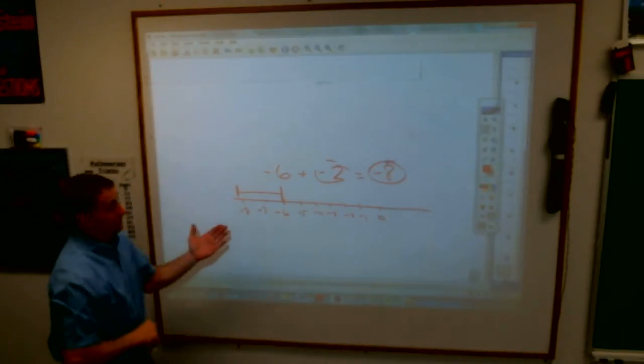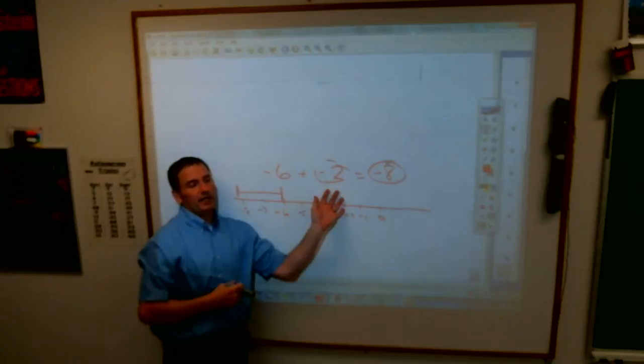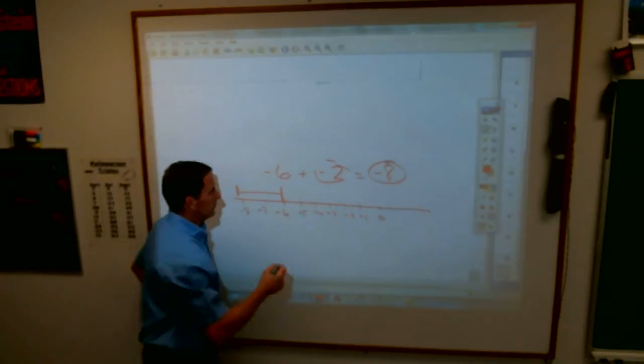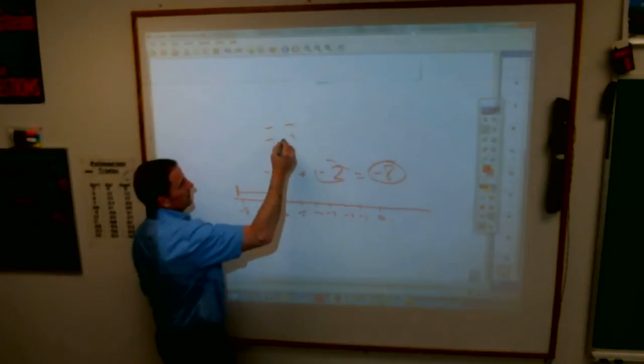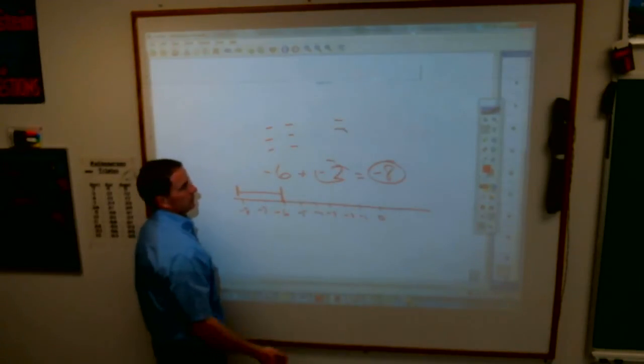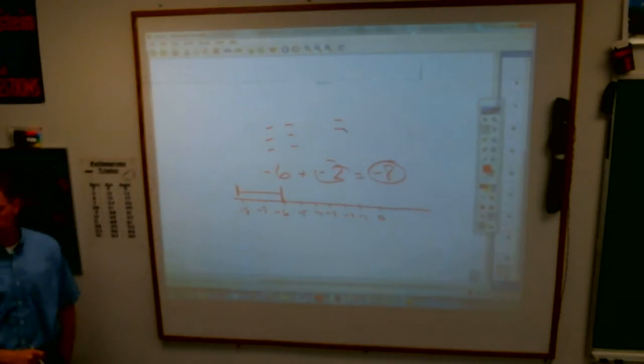In terms of money, if you owe somebody $6 and then you owe them 2 more dollars, you owe them $8. Or with the negative signs, you have 6 negatives and 2 more negatives. That's a total of 8 negatives. Nothing crosses off because it has to be a plus with a minus.